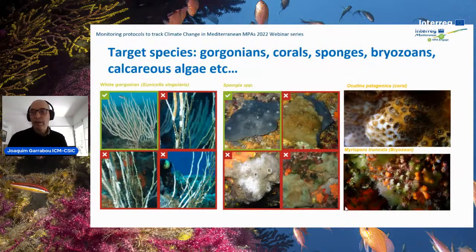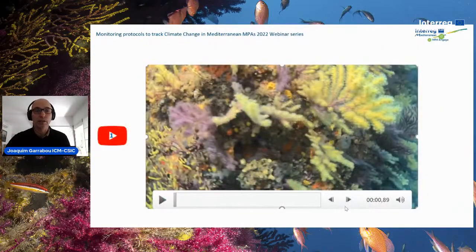So this protocol has been developed for different target species. The most common ones in which we have been implementing this protocol are gorgonians: the red gorgonian, Paramuricea clavata, the yellow gorgonian, Eunicella cavolini, as well as the white gorgonian, Eunicella singularis. But it can be implemented as well to different sponge species, bryozoans, calcareous algae, and any major benthic species that is more or less abundant.